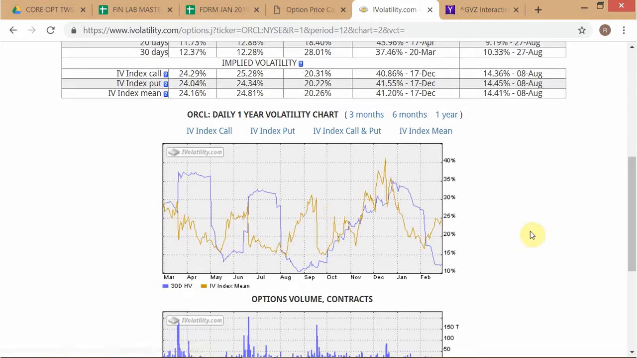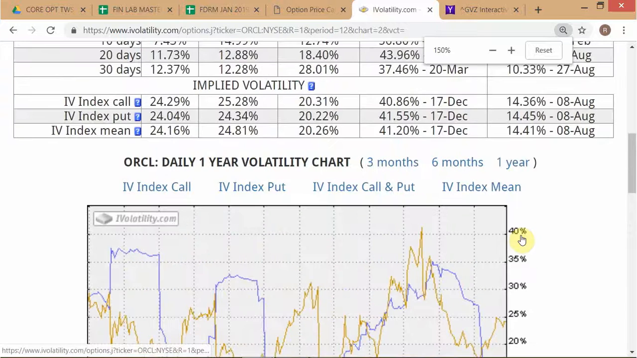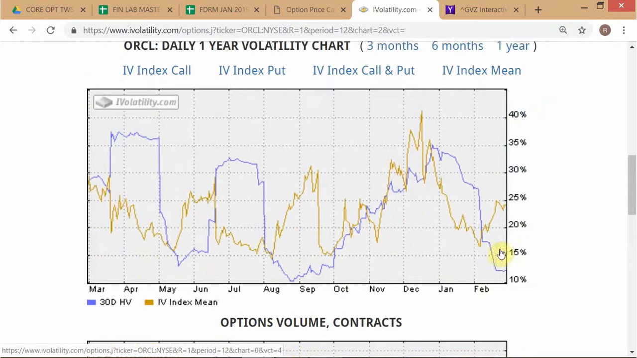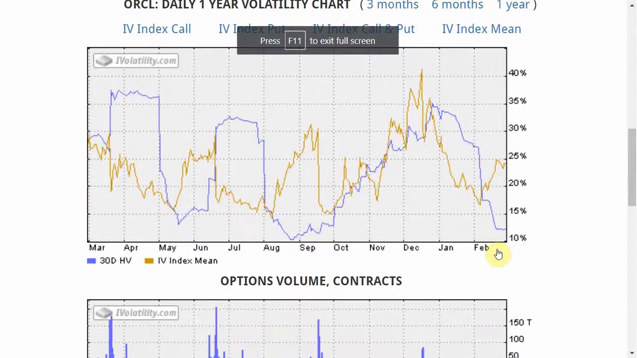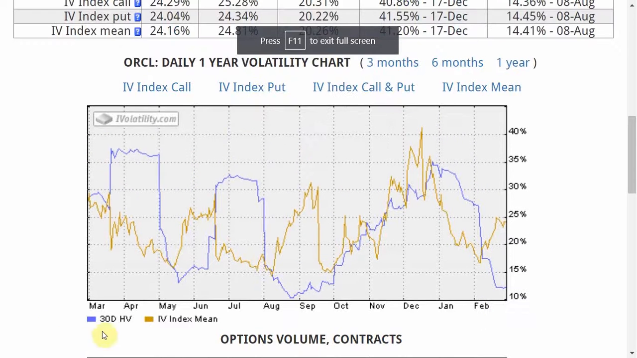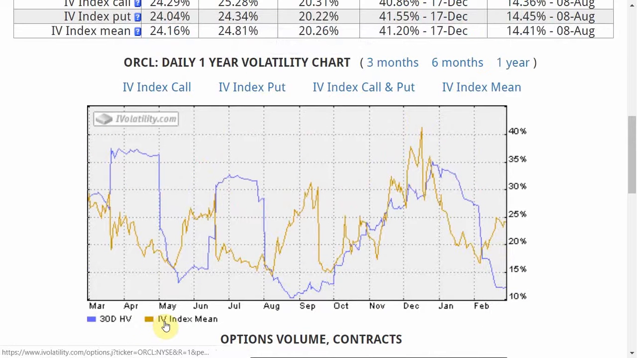As you can see here, this is a chart of Oracle I vol, and we'll make it really big. You can see Oracle I vol here. The IV index is the I vol index, and this is the orange line. So essentially, what does this mean?